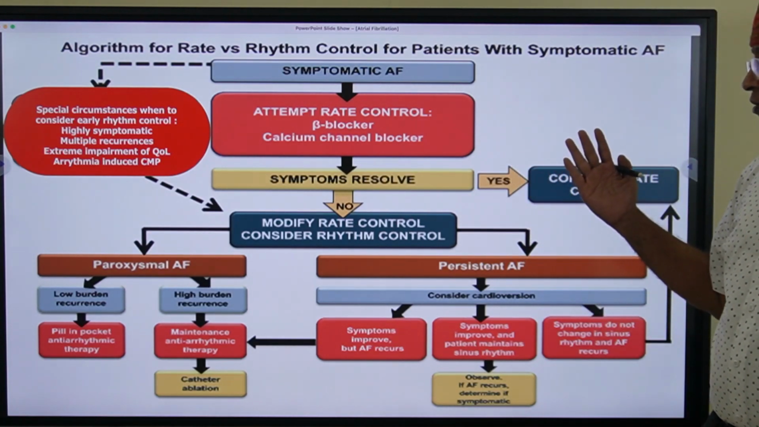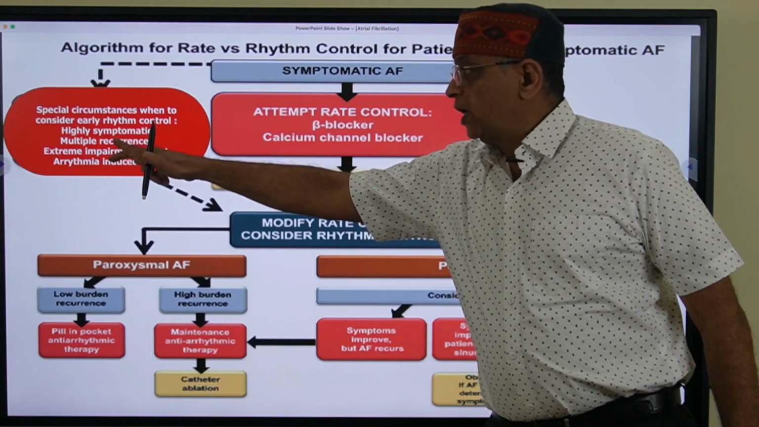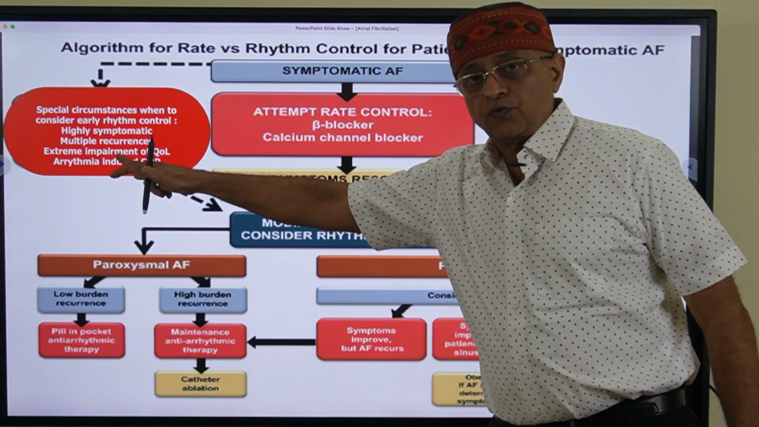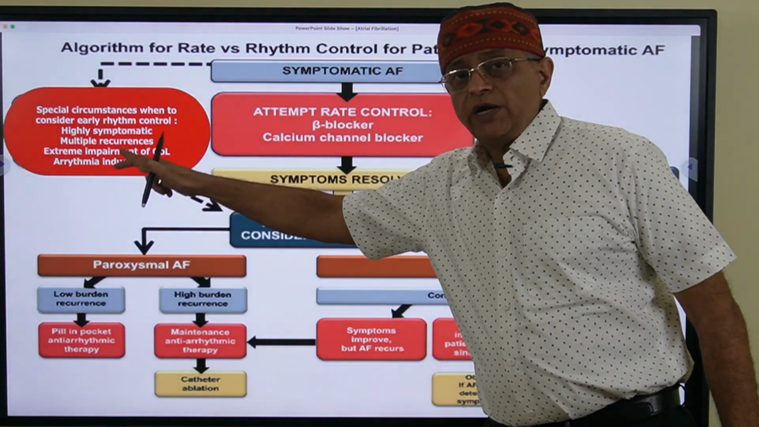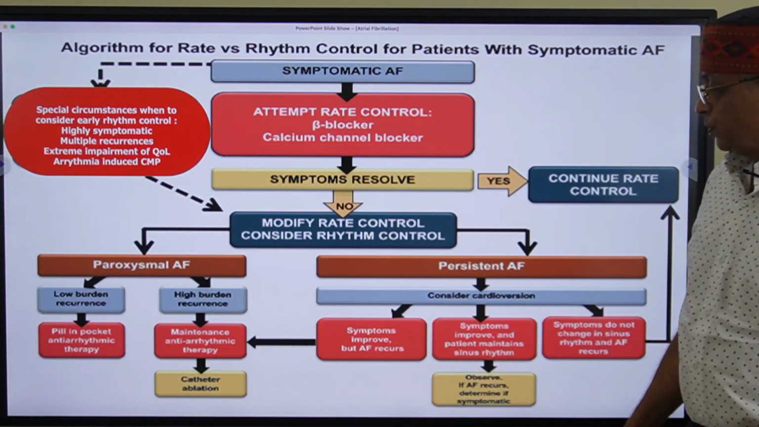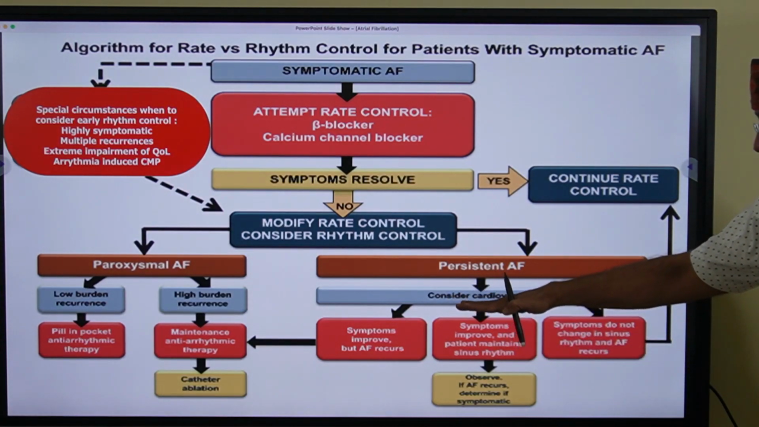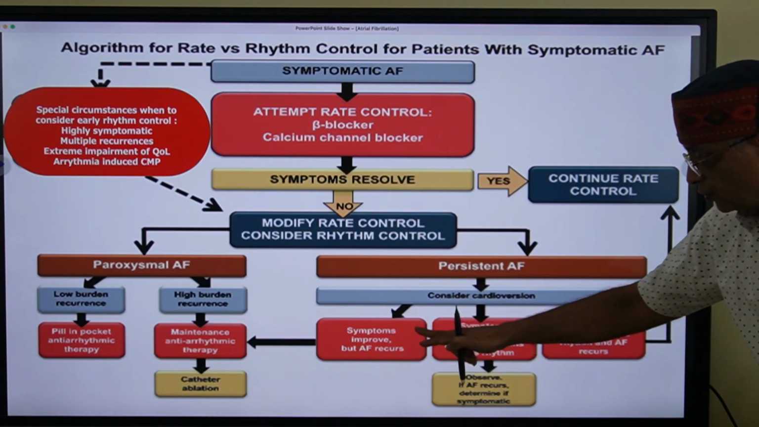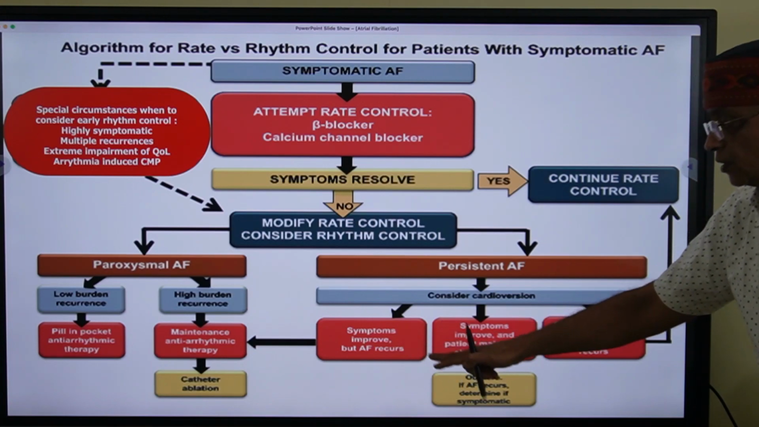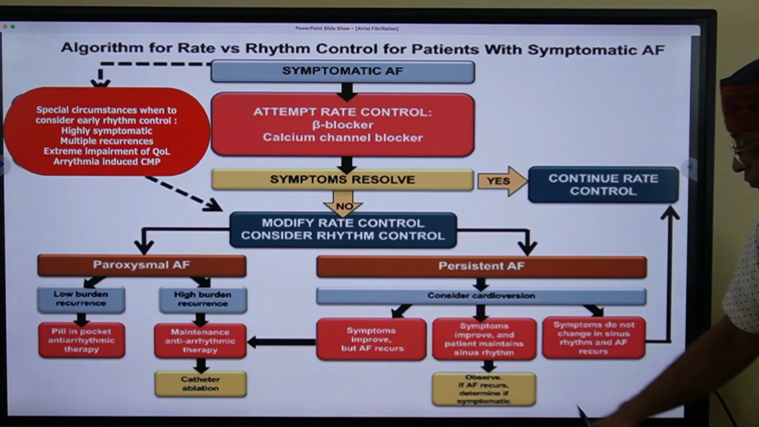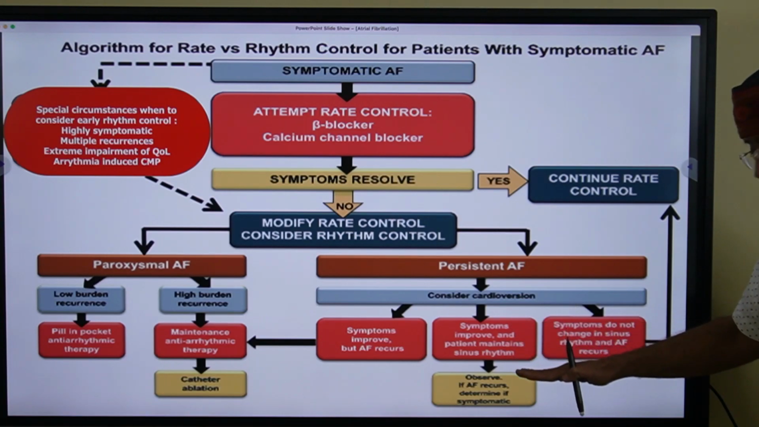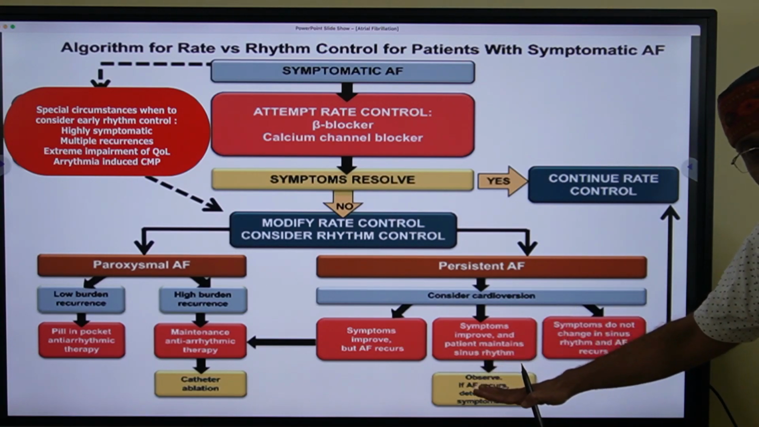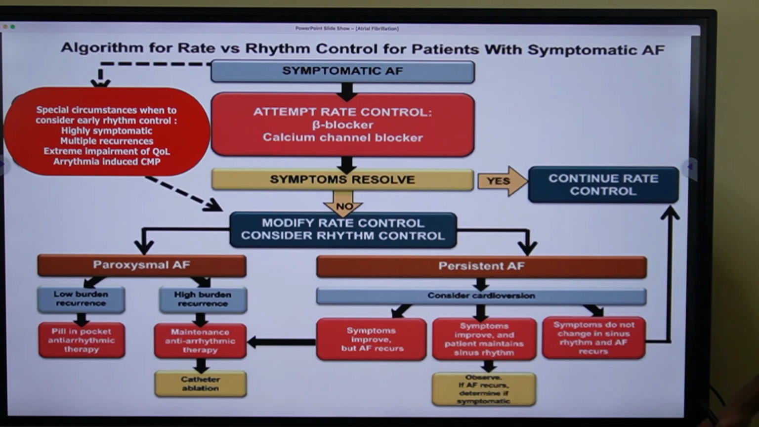So when do we consider rhythm control? If the patient is highly symptomatic, has multiple recurrences, extreme impairment of quality of life, or the patient has arrhythmia induced cardiomyopathy. In those patients, consider cardioversion. If the patient has persistent AF, consider cardioversion. If after cardioversion the symptoms improve but AF recurs, then maintenance antiarrhythmic therapy. If the symptoms improve and patient maintains a sinus rhythm, then just observe. Okay, you may give oral anticoagulation. If the symptoms do not change and do not attain sinus rhythm, then continue rate control.